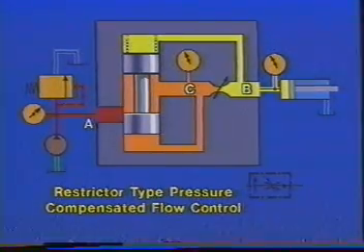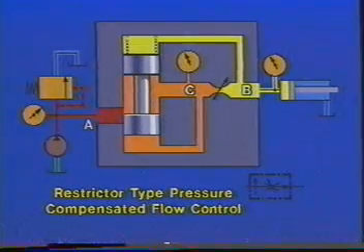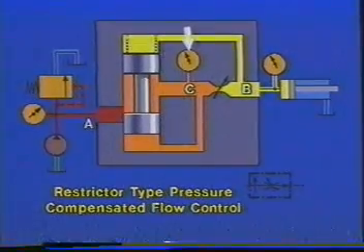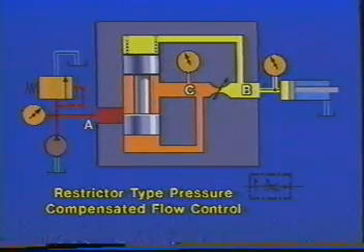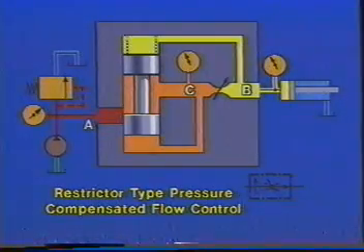If the workload went to 400 psi, this would go to 420. Now, what's the pressure difference? Still 20 psi. And the flow rate? Still 5 gallons per minute. And the speed remains the same.